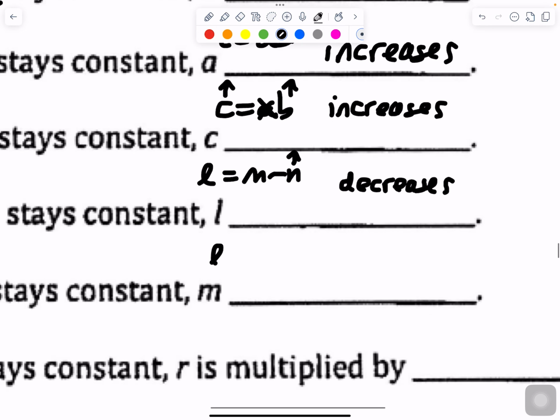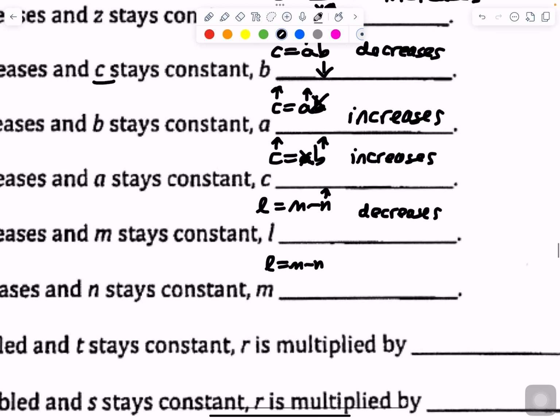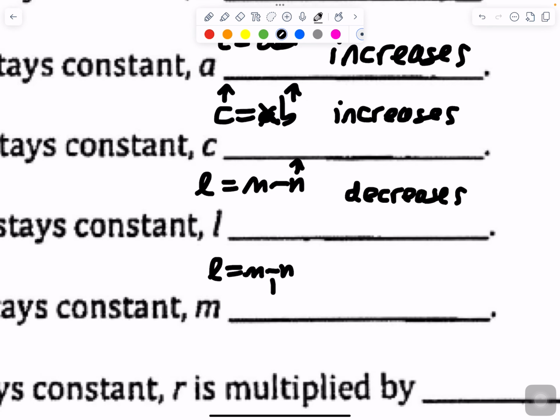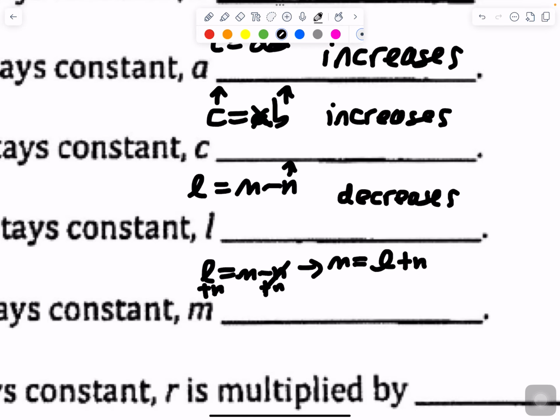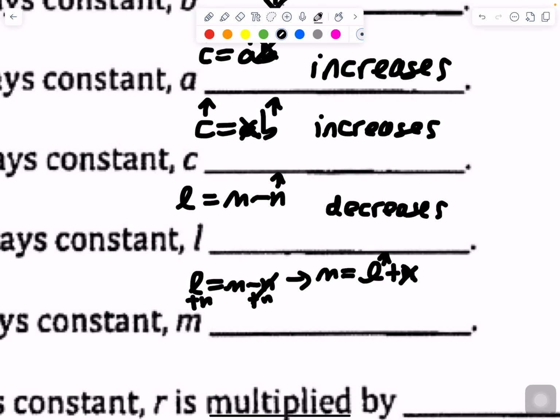Okay, so then we have L equals M minus N. It says, as L increases and N stays constant, what is M? It might help you to solve for M first. So if I add N to both sides, I get the fact that M is equal to L plus N. We are told that N stays constant and L increases. So if L increases and N stays constant, that means M must also increase. So it's got to go up too.